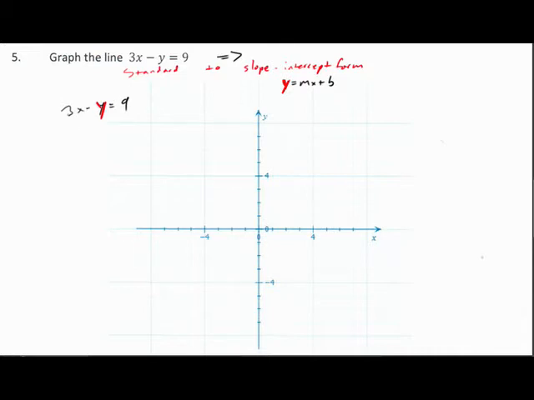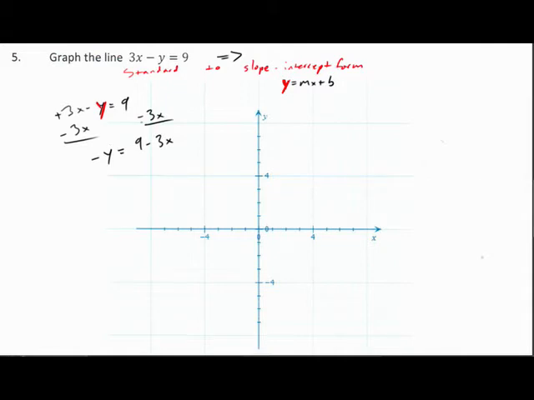So first thing I need to do is move this 3x. So I ask myself, is this positive or negative? I know it's positive. So think of it as addition, inverse of addition, subtraction. So I subtract 3x, both sides. This now is negative y is equal to 9 minus 3x.